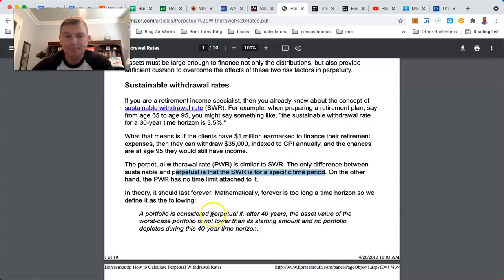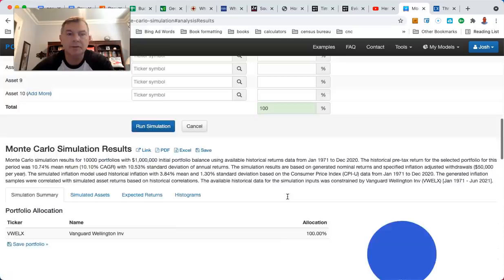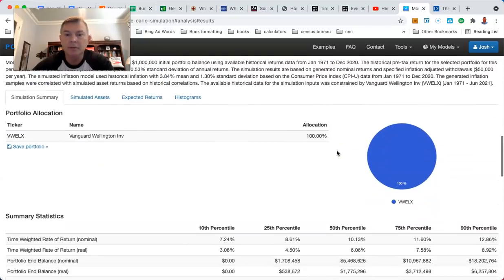So that's pretty good. So let's go into the port right here. Basically what we have here is a safe withdrawal rate for 30 years. Remember, I had 30 years as my simulation period.